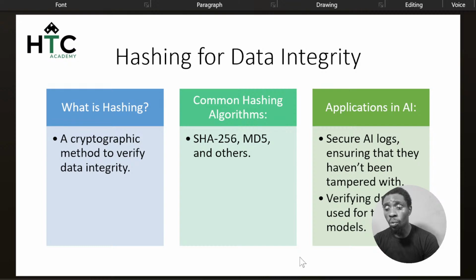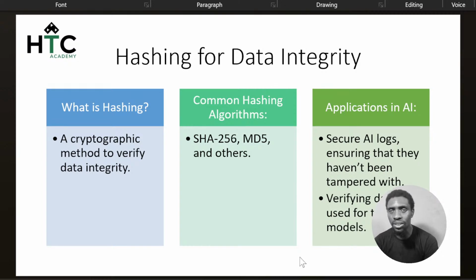So we need to ensure secure AI logs, ensuring that they haven't been tampered with, and also verifying data sets used for training models. For every AI system, we need to ensure that there is a log that records the input and the output, what was inputted and what was outputted by the AI. And we need to ensure that log is secure, so that we can analyze it to see if there is an issue with the data, or an issue with the system, or we need to carry out what is known as an audit.